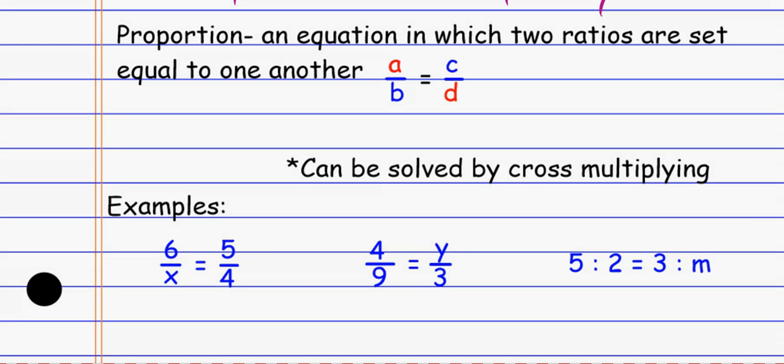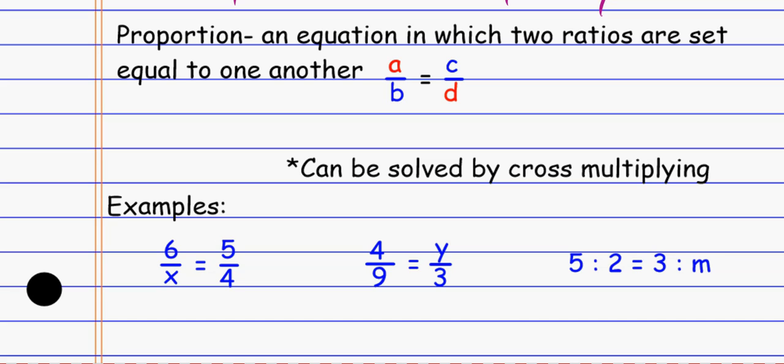Proportion is just an equation in which two ratios are set equal to one another. So if I say ratio equals ratio, in other words, fraction equals a fraction, typically we'll write these in the fraction form. That's the easiest way for us to solve these. But a proportion, if I say things are proportional, it just means their ratios are the same. So their ratios are equal. And when I have ratios that are equal, I can solve this by cross-multiplying.